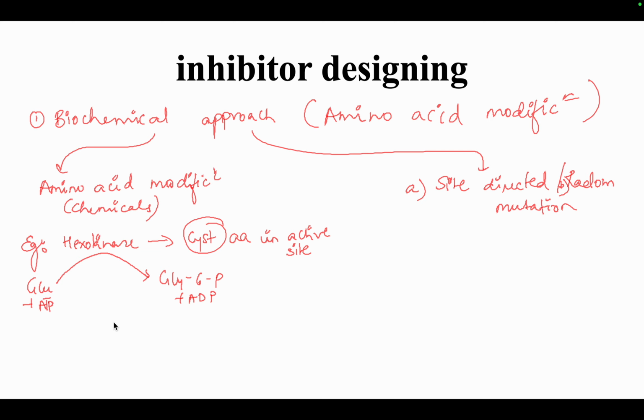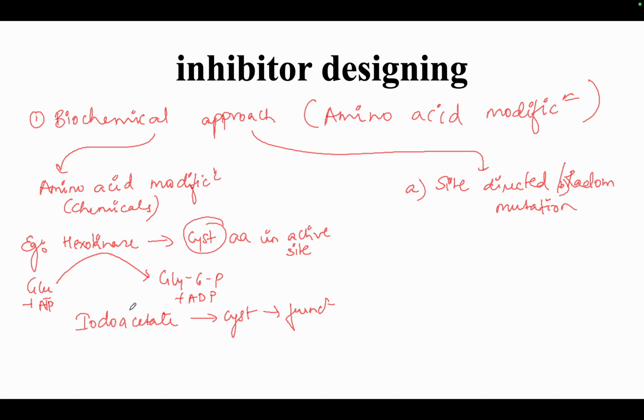So this cysteine amino acid is modified by a chemical known as iodoacetate. This iodoacetate modifies the cysteine, and now the cysteine is no longer functional, so the enzyme is also not functional. And thus we can use this approach to identify the active site.